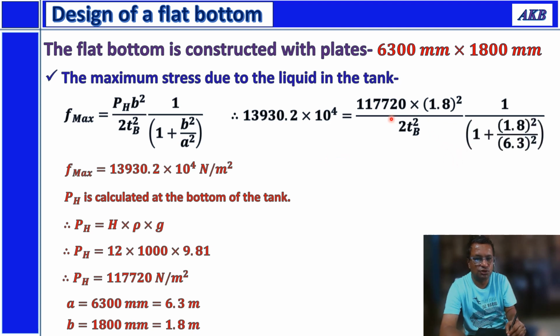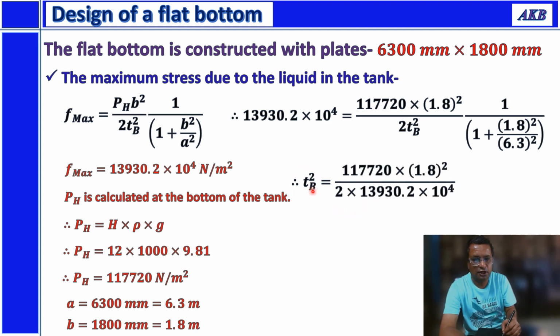Now your task is to find out tb. You just have to simplify it. So after rearranging, you get the equation for tb square. tb square is equal to 117720 into 1.8 square divided by 2 into 13930.2 into 10 to the power 4 into 1 upon 1 plus 1.8 square divided by 6.3 square.